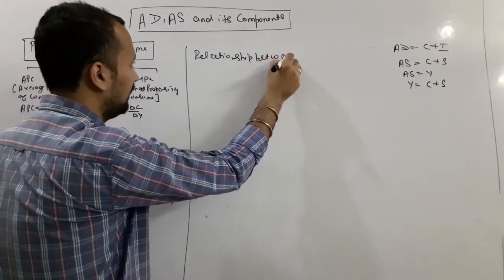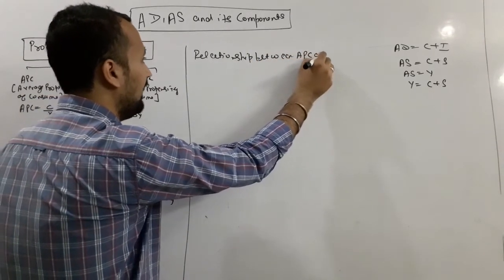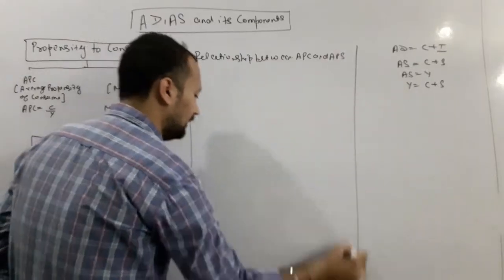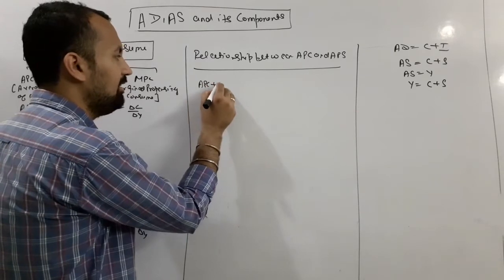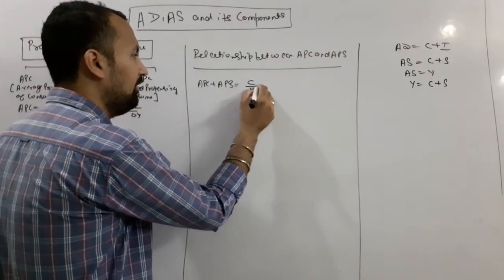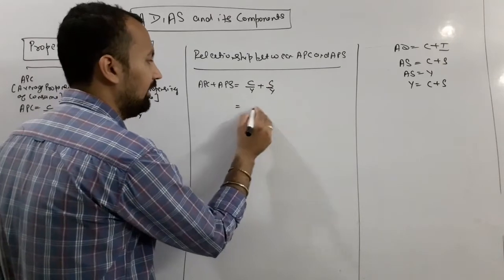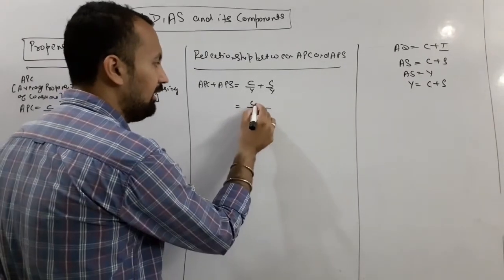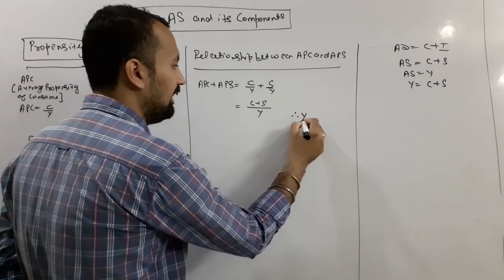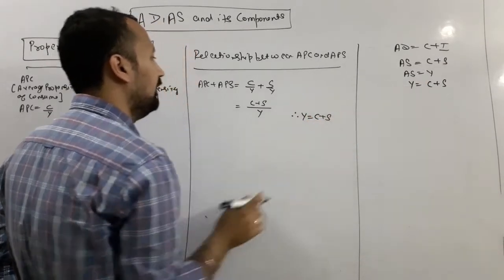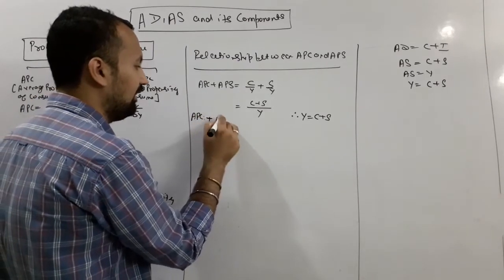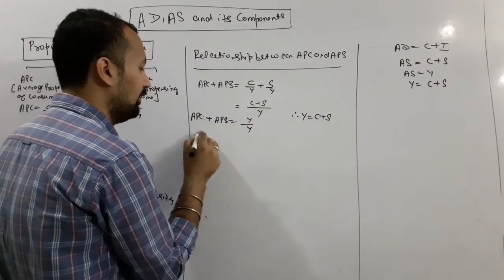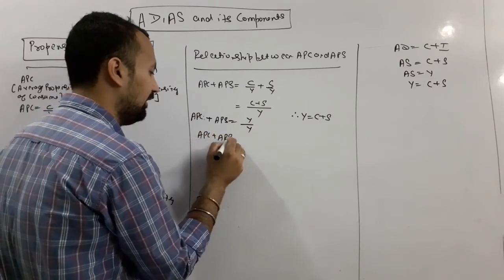Now the next heading is relationship between APC and APS. First of all, APC plus APS equals C upon Y plus S upon Y, that is C plus S upon Y. As we have already known, Y equals C plus S from this formula. So I am writing down APC plus APS equals Y upon Y. So APC plus APS equals 1.